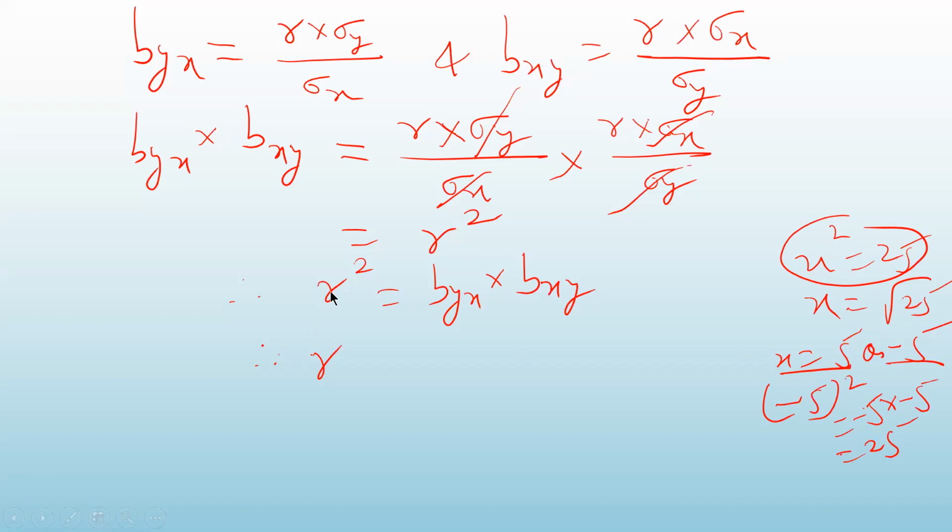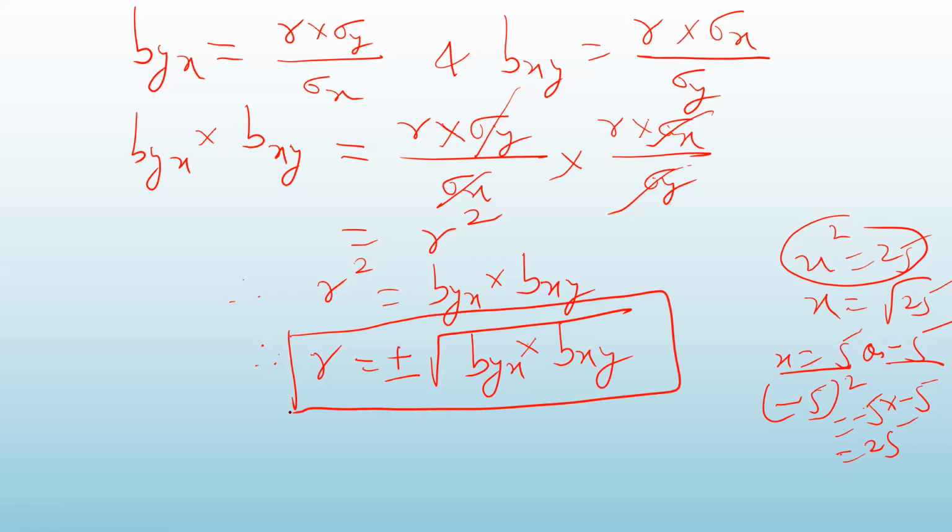So therefore, here also the same thing. R square is Byx into Bxy. So what will be the value of R? It will be the square root of Byx into Bxy. While taking the square root, we will take both the signs, so plus minus. So this is the relation between regression coefficients Byx, Bxy and R. This is the second property.